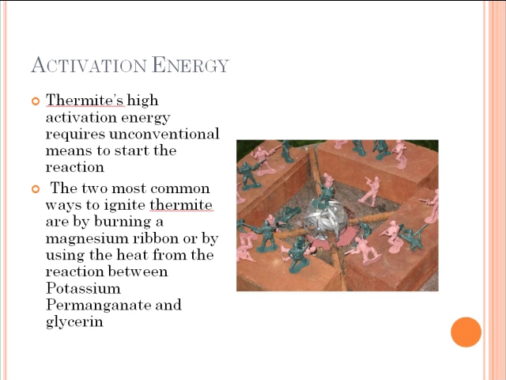Thermite's high activation energy requires unconventional means to start the reaction. The two most common ways to ignite thermite are by burning magnesium ribbon or by using the heat from the reaction between potassium permanganate and glycerin.